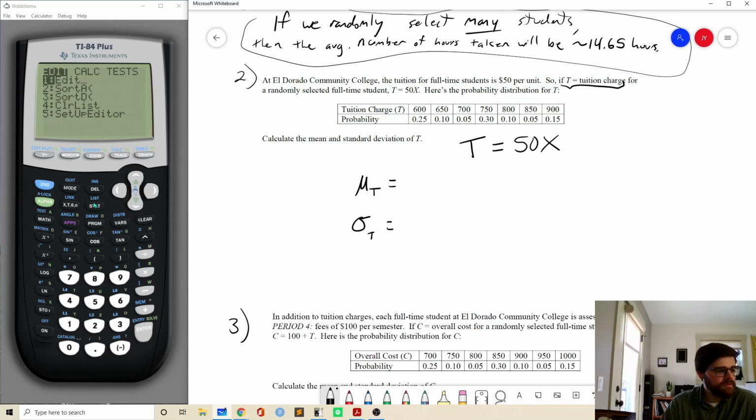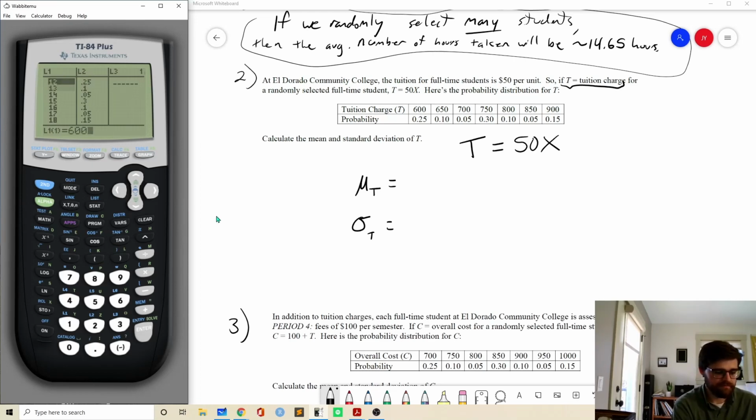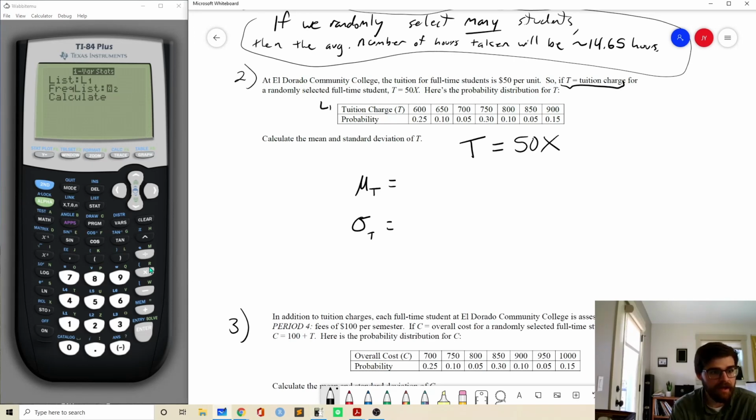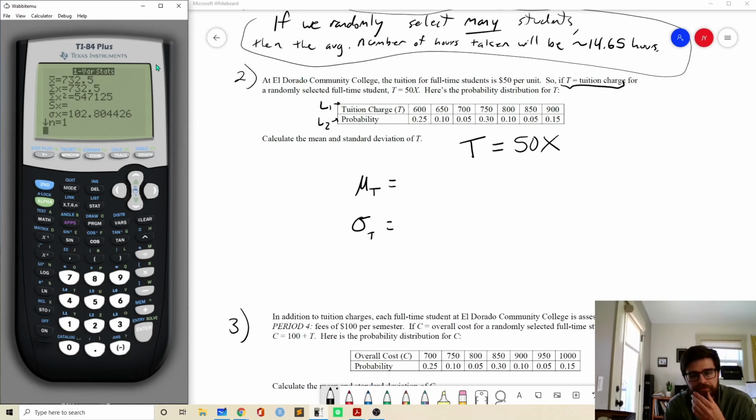All right, so let's go back to our lists, and I'm just going to edit list 1 to represent these new numbers. Okay, so we've got our new data in there, and once again we're going to do one var stats. L1 again is our random variable T, the possible outcomes of that, and L2 are the probabilities of each of those possible outcomes. Okay, so we get a mean of 732.5.